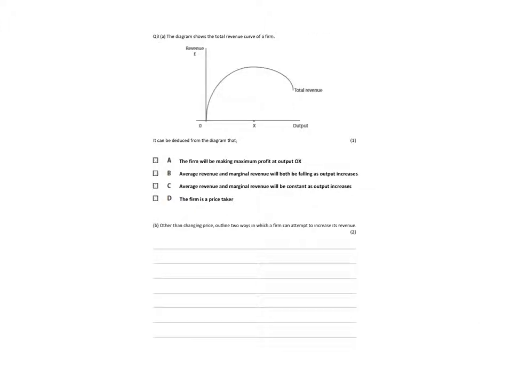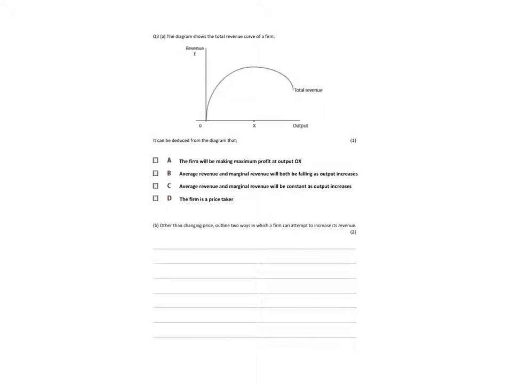In question 3, we're presented with a total revenue curve that we should be familiar with, certainly from C block, and should now have been reminded of that from studying revenue in B block. The first multiple choice question caught quite a few people out. It can be deduced from the diagram that a lot of people opted for A here, that the firm would be making maximum profit at an output of OX.